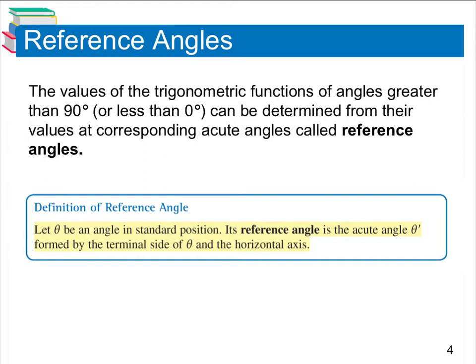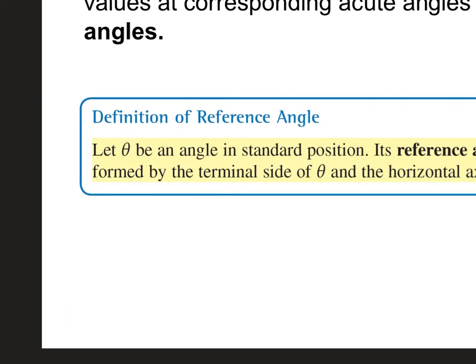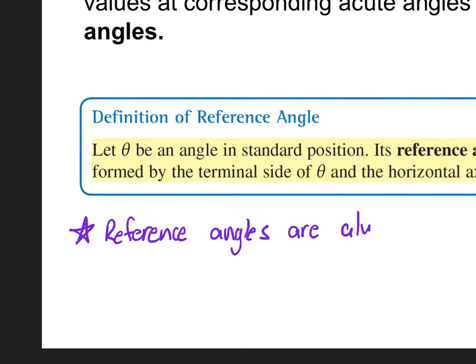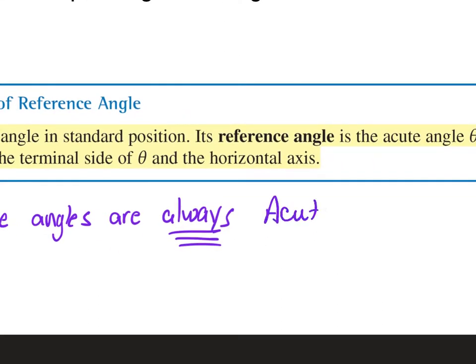All right, guys, when we talk about reference angles, there's a couple things I want you to write down about reference angles. A reference angle is going to be an acute angle that's formed by the terminal side and the horizontal axis. I'll show you in a second what that means. But what you need to write down and keep in your mind that's very important, reference angles are always 2 things. Acute, which means what? Small. Less than 90. And positive.